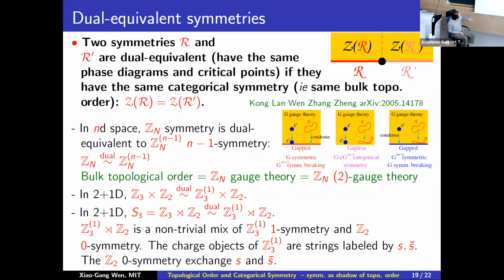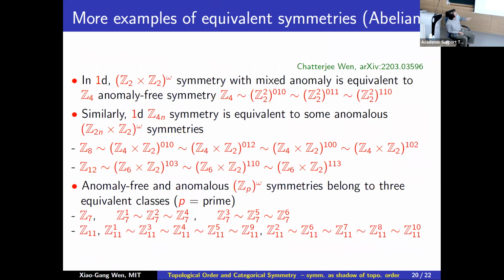There are other things, so let me tell you a little more. We also have this Z2 cross Z2 symmetry, which can have an anomaly in one-dimensional space. This omega describes this anomaly. In particular, it's a mixed anomaly, described by (0, 1, 0). The middle one means mixed anomaly. The first index describes the anomaly of the first Z2, and the third index describes the anomaly of the second Z2, just a self anomaly. And the middle one is a mixed anomaly. It turns out that this Z2 cross Z2 with a mixed anomaly is equivalent to Z4.